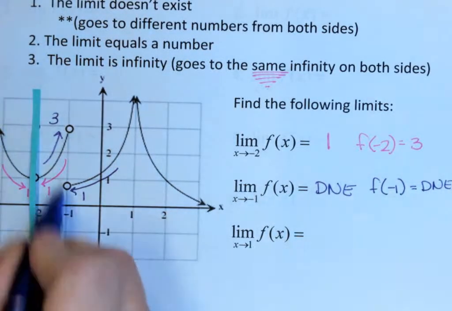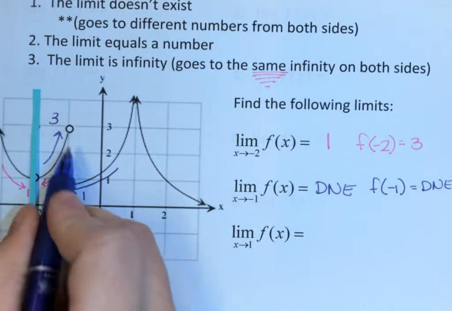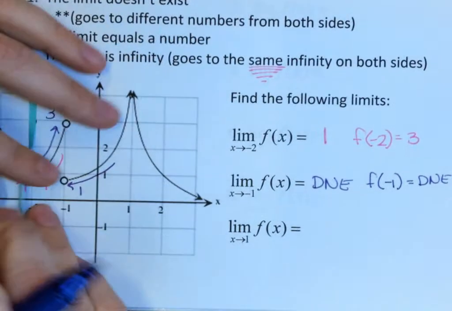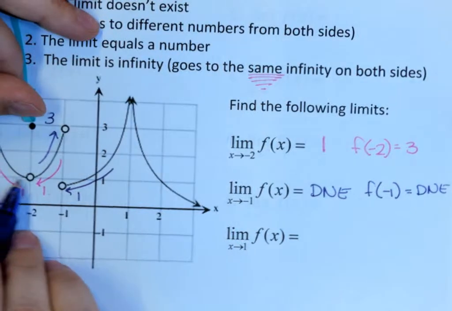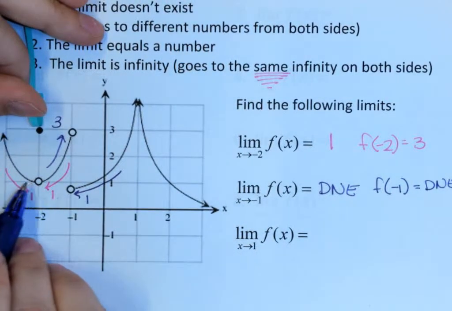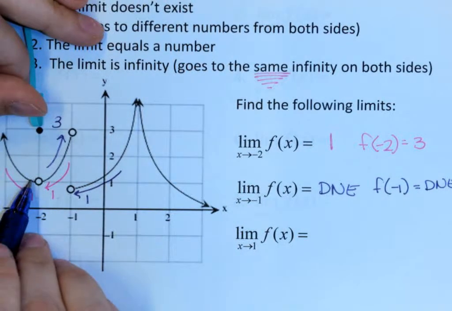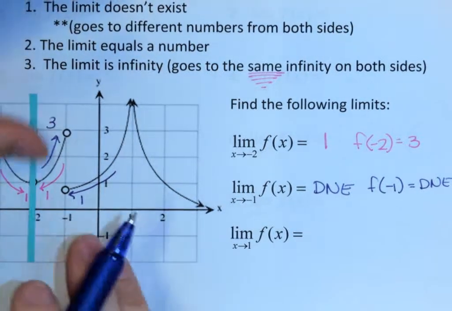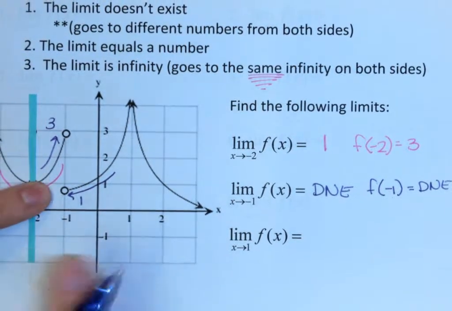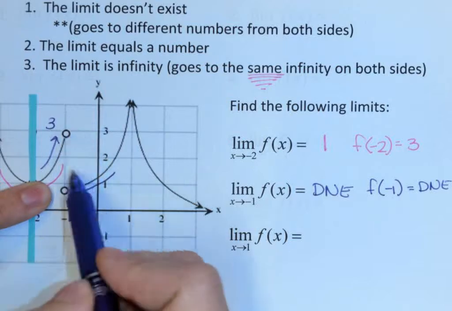It's a restriction. What kind of a discontinuity is that? That's a jump discontinuity. What kind of a discontinuity was this? A hole or removable discontinuity. So removables have limits. Jumps don't.